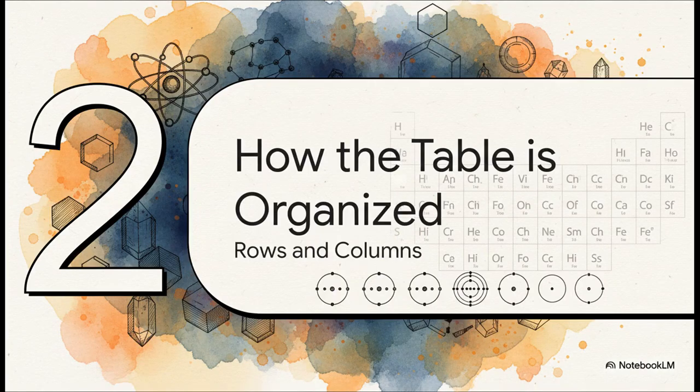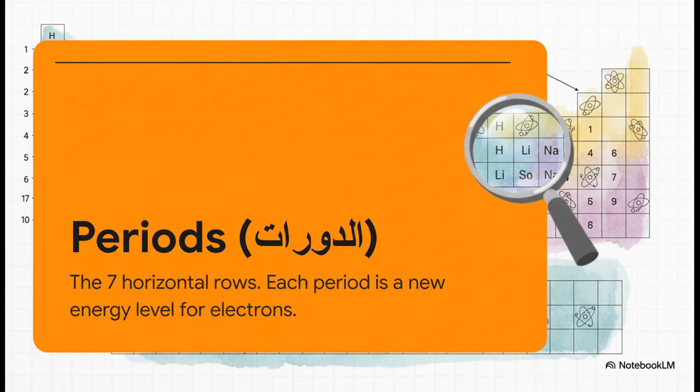So, how in the world does this amazing map work? What makes it so perfectly organized? Well, it all starts with the basics. Its rows and its columns. Let's break it down. Okay, first let's look at the horizontal rows, the ones that go from left to right.